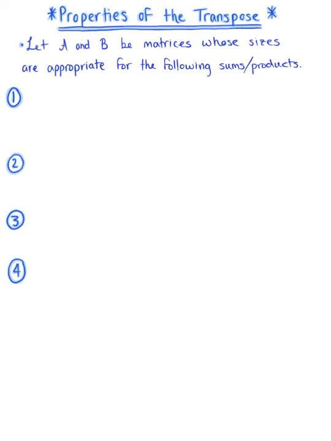So now that we have seen the definition of the transpose of a matrix, as well as an example, I want to explore some of the algebraic properties of the transpose of a matrix. So here we are going to let matrix A and matrix B be size-appropriate matrices such that the following sums and products hold true. So the first property is that the transpose of the transpose of matrix A is equal to matrix A.